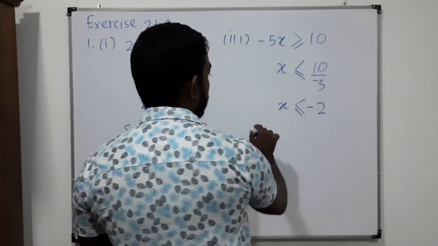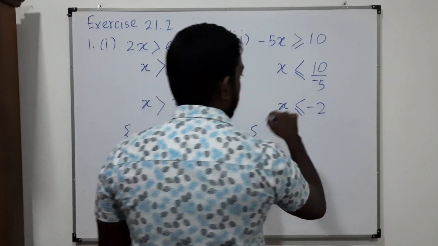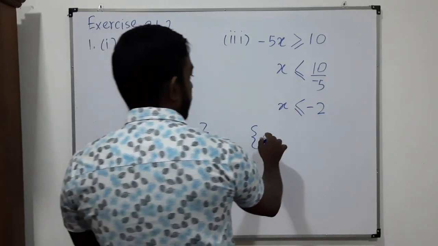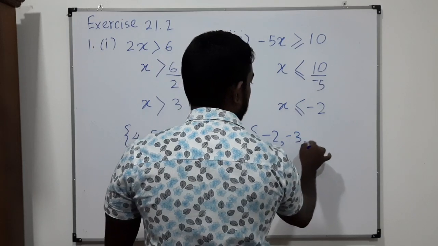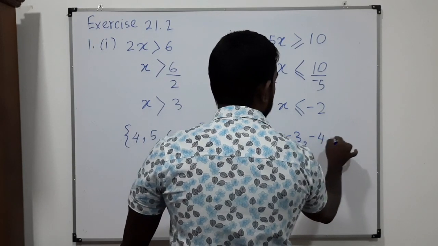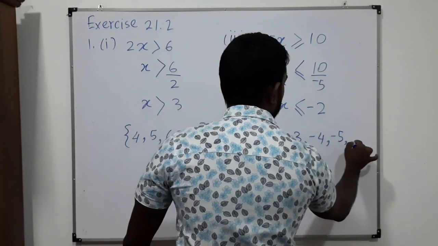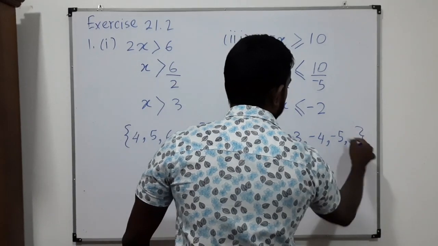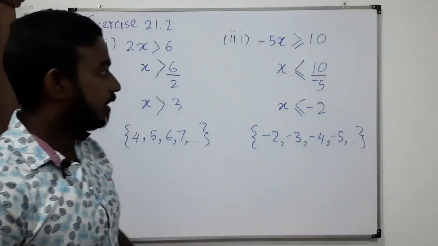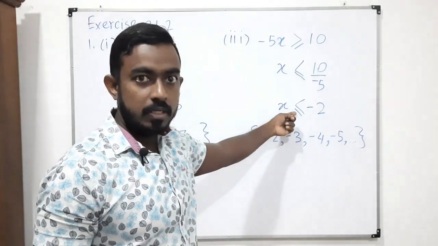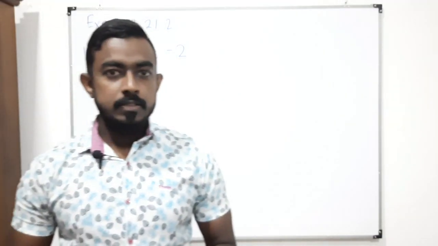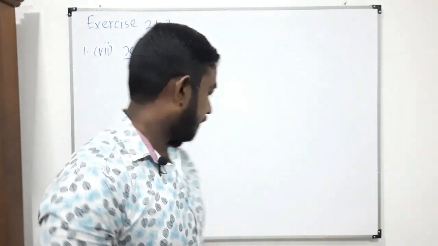So what are the integral values in here? Values less than or equal to minus 2: minus 2, minus 3, minus 4, minus 5. Likewise, it may continue. Here we can use minus 2 because there is an equal mark. So let us do another question. This time I choose Roman number 7.